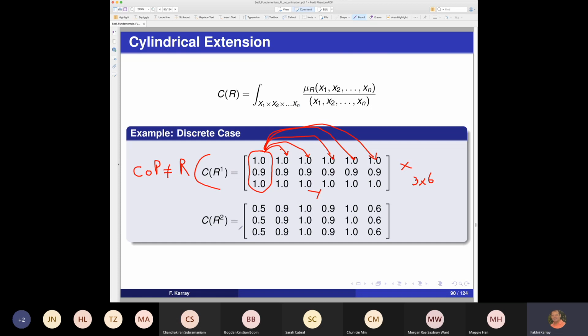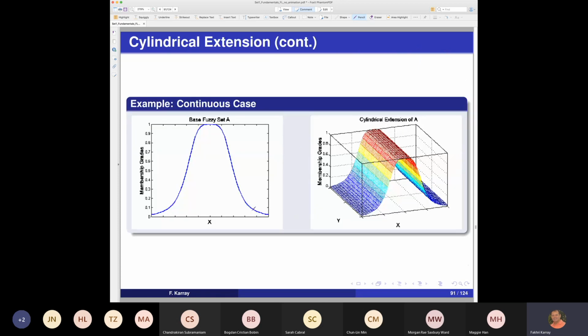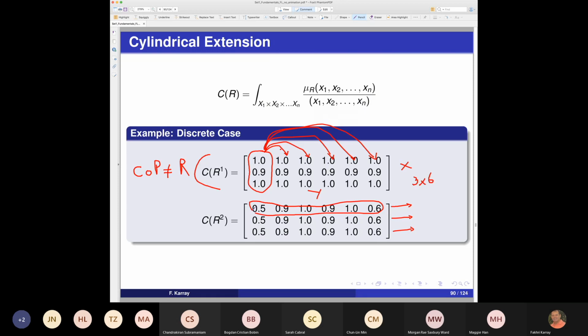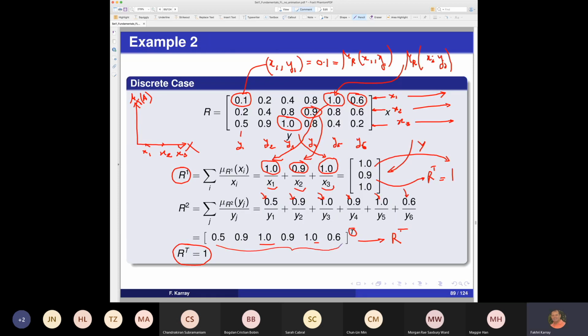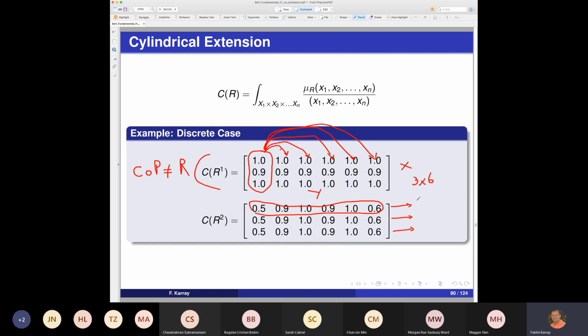Okay, so this is the best example. We do the same thing here. We take x1 here, so the y1, and then we replicate it over all x's here, x1, x2, x3. So this is the element that we have obtained from this particular operation. We replicate it 3 times over x1, x2, and x3. Same thing here. The cylindrical extension composed with the projection of R doesn't give us back our original R.